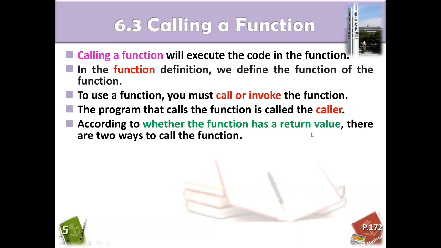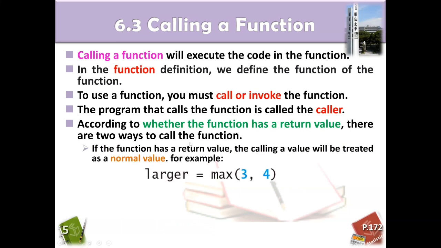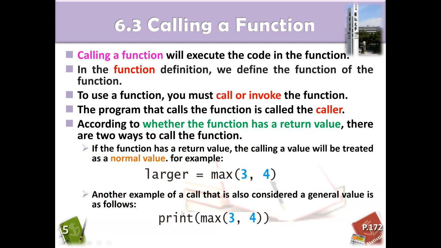According to whether the function has a return value, there are 2 ways to call a function. Sometimes you may have a return value, sometimes you may not. If the function has a return value, then the function call will be treated as a normal value. For example, when it has a return, that value will be given to the variable larger. Another example, code that is also considered a normal value, is as follows. It's a value, so you can also directly print it. You print the function call, but actually the function returns a normal value, so you can just print it.